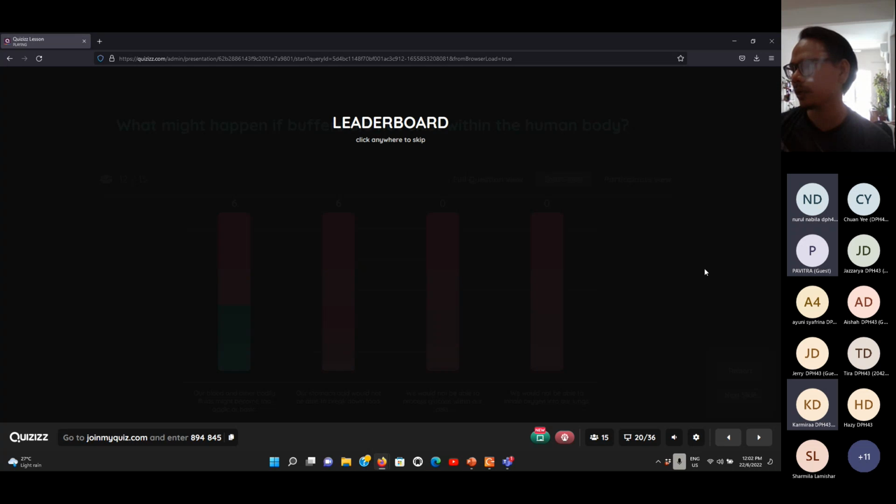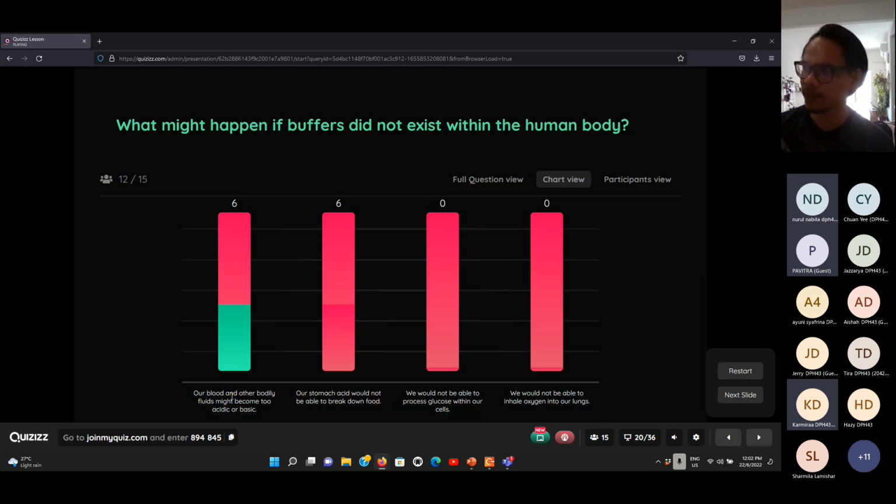you might be surprised. Our blood and other bodily fluids might become too acidic or basic. But to be more technical and accurate, all of these are correct. Okay, but the most accurate that might actually happen adalah blood and bodily fluids might become too acidic or basic. Yang ini salah sebab dia tak accurate.